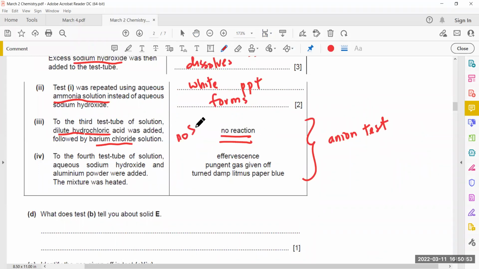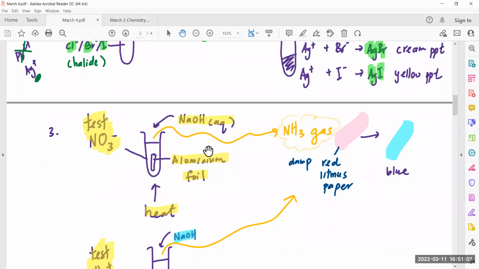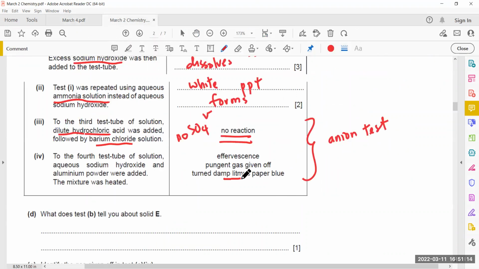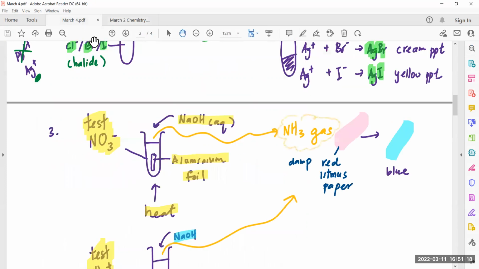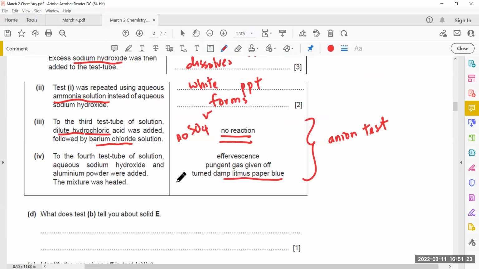So no sulfate. Okay. Then they use sodium hydroxide and aluminium powder. Something happens, so you go back and see which one has aluminium powder. Aluminium, sodium hydroxide, heat: ammonia gas, red litmus paper turns blue. This means this one had what salt? Nitrate. So that means there is nitrate. There is no sulfate, but there is nitrate.